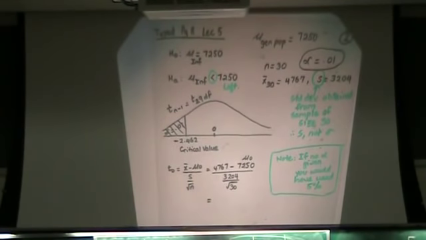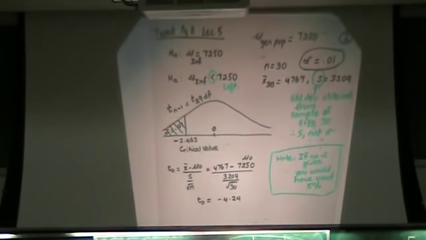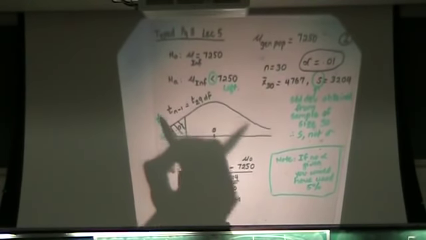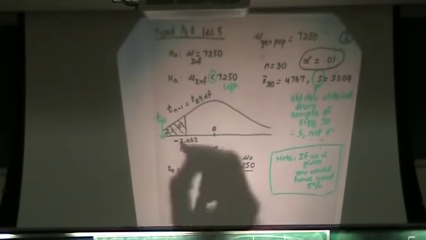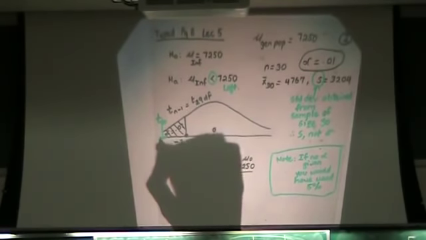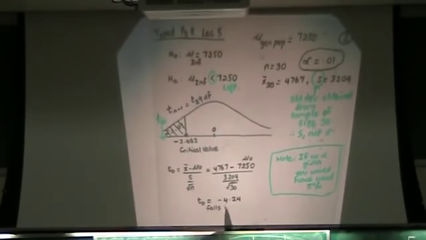Negative 4.24, right? Yes. Negative 4.24 is T naught. I go and drop that. Where does this fall? Negative 4.24 falls here, in the rejection region, right? You are past this number because as you go to the left, it gets more and more negative. So you are past this cutoff. So minus 4.24 falls in the critical, which is the same as the rejection region.